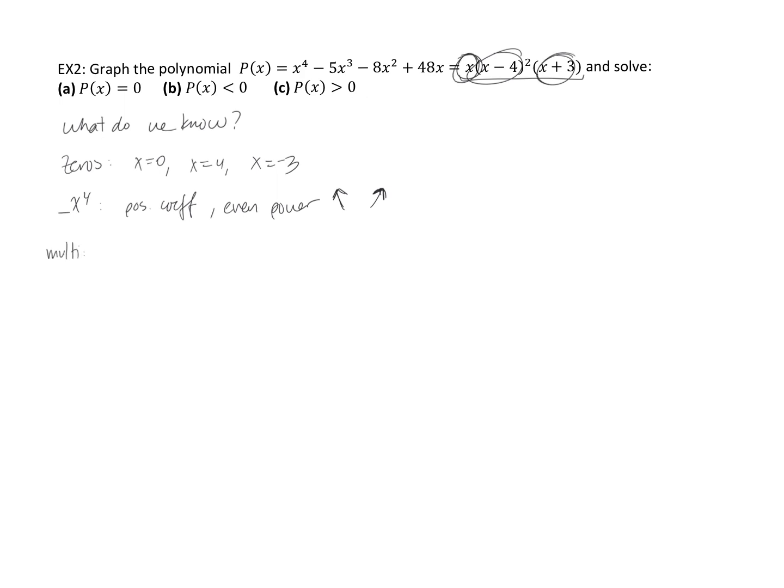Well, these first two all have multiplicity 1, so we know it's going to pass straight through. However, at 4, it's squared. So we know at 4 equals x, we're going to have a bounce. It's going to hit our value and then head back up. Okay, so with this, let's go ahead and graph.